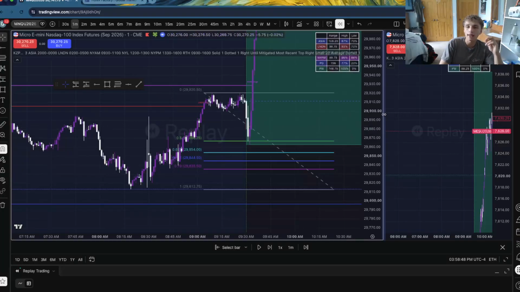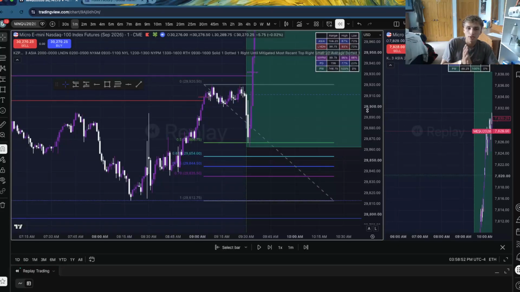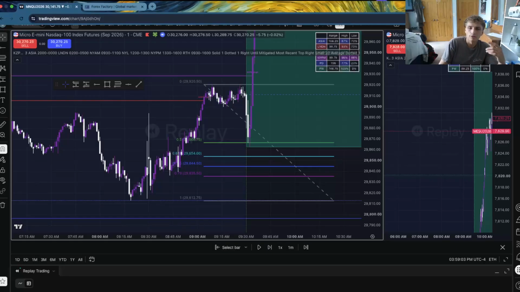This is crucial for my strategy. OTE. So it's 0.5 and 0.618 mostly. 0.705 as well, but I took a trade yesterday off 0.705, so I'll go over that one later.